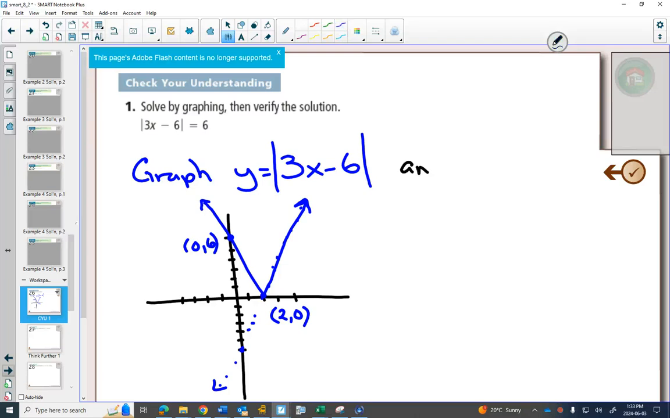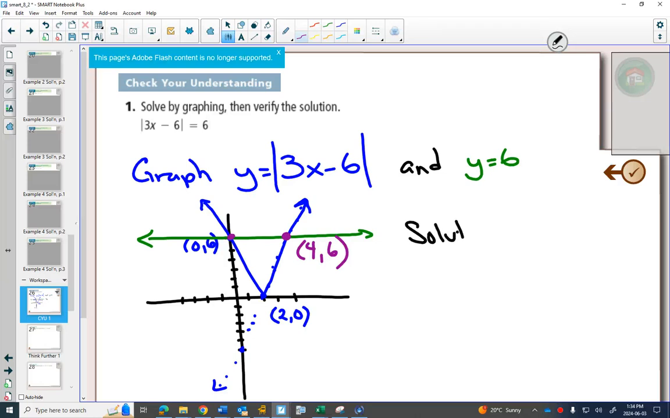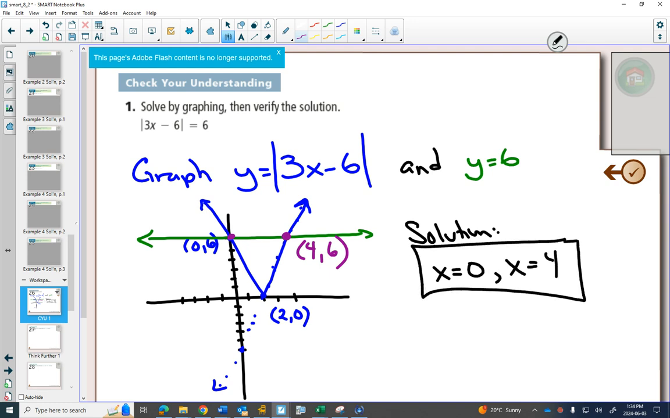We're also going to graph, and I'll do this in green, y = 6. Now, when you have a y equals line, that's just a straight line that goes across, like that. And we notice from the graphs that there are 2 places where these graphs intersect. We already highlighted one was at (0, 6). Maybe you can tell by symmetry, or maybe some mental math, that the other one is going to cross at (4, 6). So from the graph, the solution is that x is equal to 0 and x is equal to 4 is where this works.